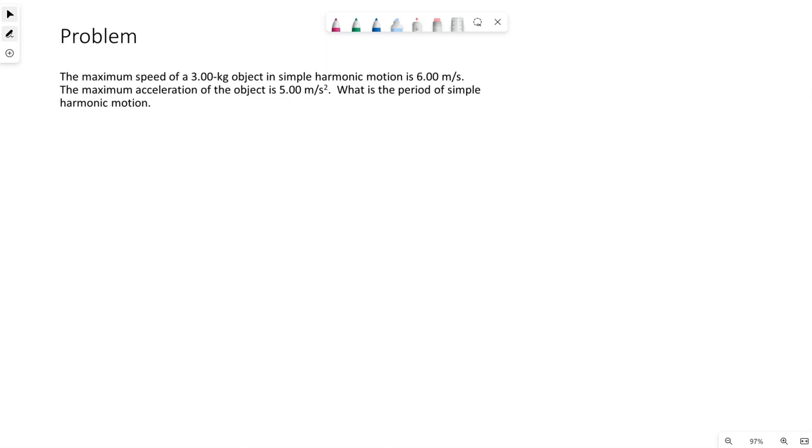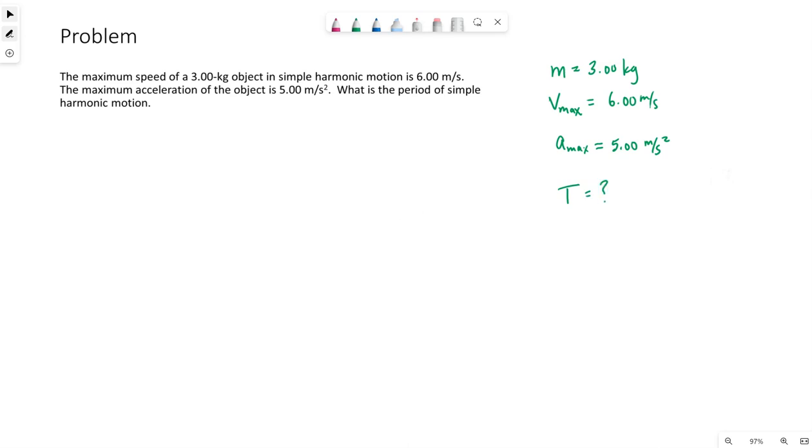So in terms of what we know, they've given us the mass of the object, so 3 kilograms. The maximum speed, so Vmax, is 6 meters per second. Maximum acceleration is 5 meters per second squared. And we want to find the period.